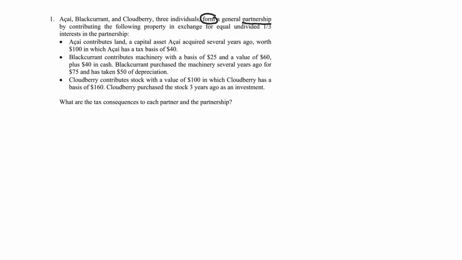So A contributes land, which is a capital asset that A acquired several years ago, worth $100, and A has a basis in the land of $40. B contributes machinery with a basis of $25 and a value of $60, and also contributes $40 in cash. B purchased the machinery several years ago for $75 and has taken $50 of depreciation. C contributes stock with a value of $100, in which C has a basis of $160. C purchased the stock 3 years ago.